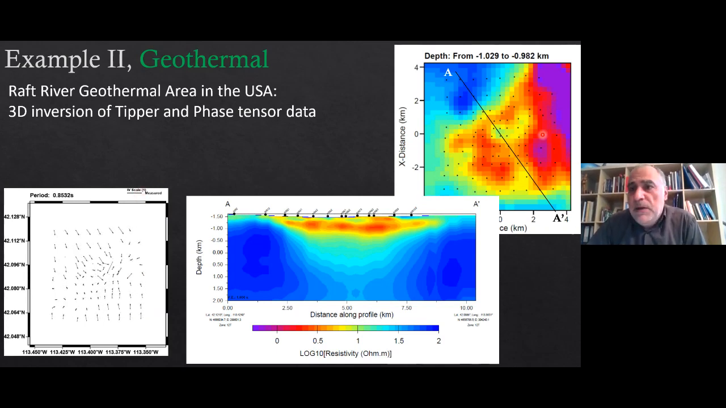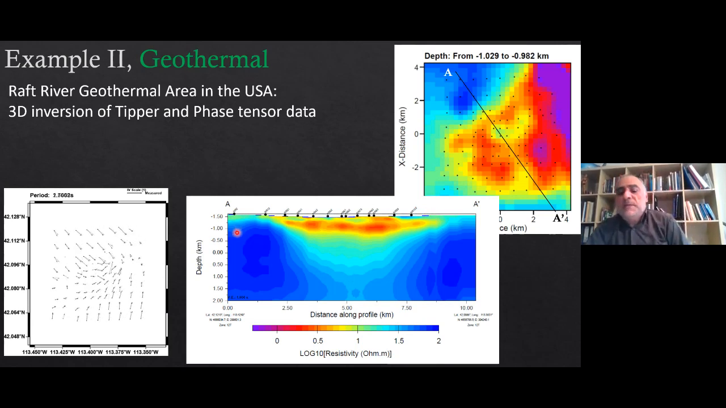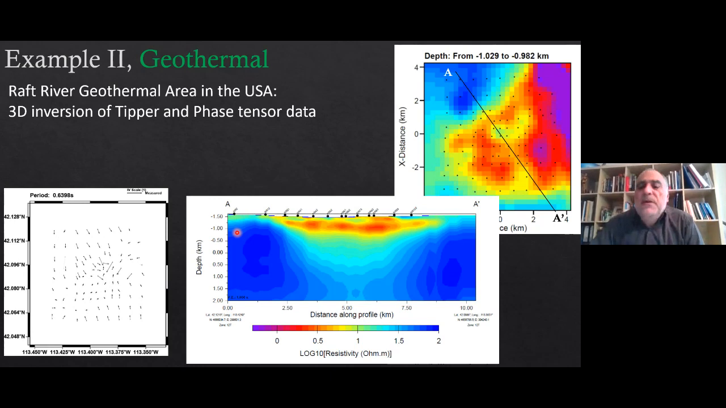Now looking at the section from A to A prime, which presents the electrical conductivity along this section, you will see how nicely this conductive anomaly is located, and the basement is much more resistive in that part. And keep in mind, I forgot to mention here that this study area is located in the Basin and Range.